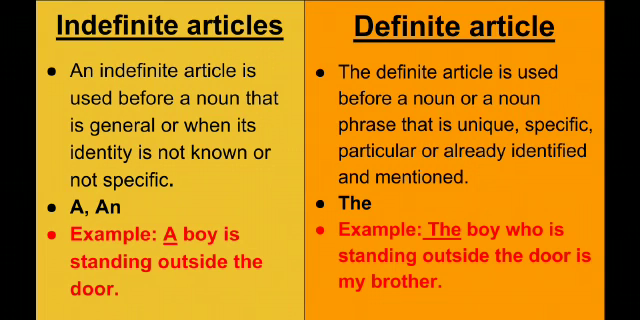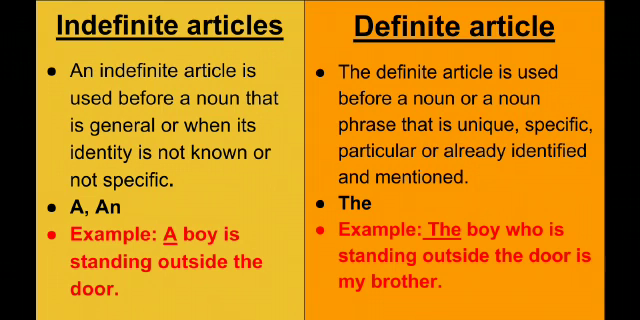Now we have discussed that there are two indefinite articles, a and an, and the only definite article is the. If we talk about the examples, the example of indefinite articles: a boy is standing outside the door. Here we are talking about a boy in general. Nothing is mentioned about the boy, no specific boy, nothing particular about the boy. So we are talking in general. That's why a boy is standing outside the door.